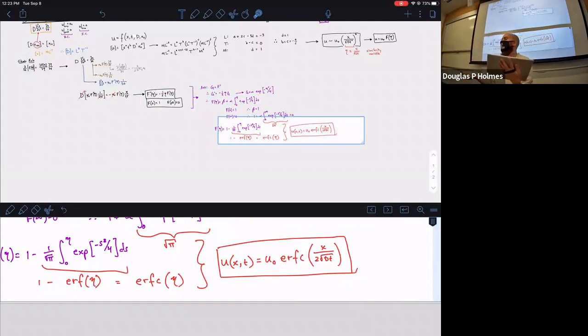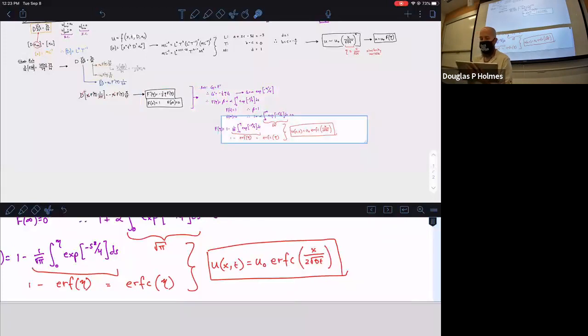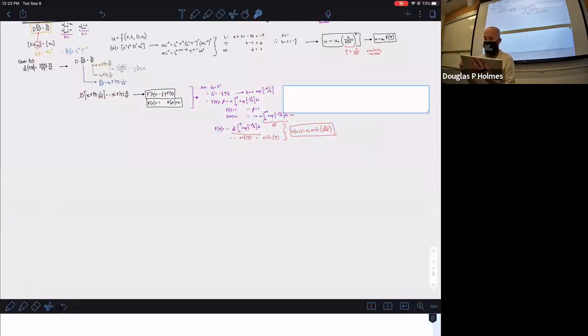What does this thing look like? What does the complementary error function look like? Maybe that's the more interesting thing, and let me show you what that looks like.